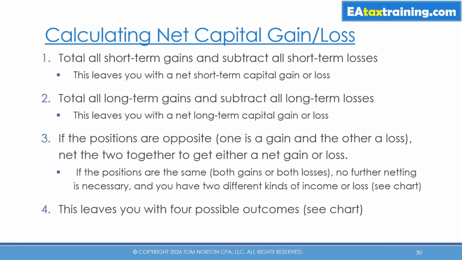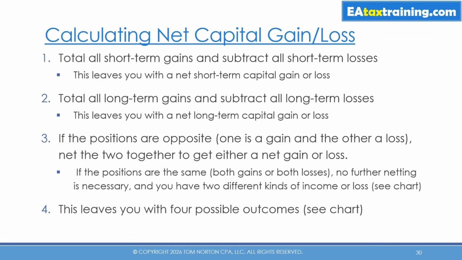So let's talk about that netting process. How do you actually calculate net capital gains or loss? When we talk about net or netting, we mean you're offsetting the positives with the negatives. That's what that means. So the first thing you're going to do in steps 1 and 2, you can do in either order. You don't have to do 1 first and then 2. You could do it vice versa. But in any case, you're going to total all of your short-term gains and subtract all of your short-term losses. That is going to leave you with a net short-term capital gain or loss. Then you're going to total all of your long-term gains and subtract all of your long-term losses.